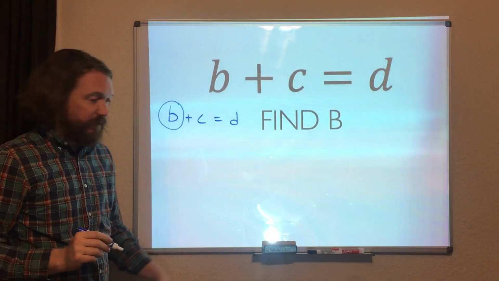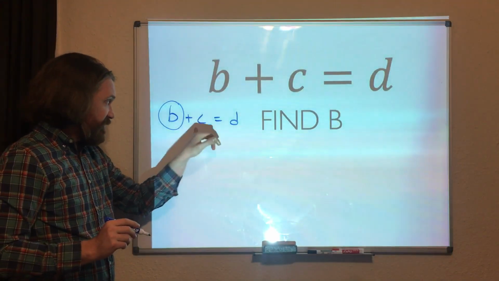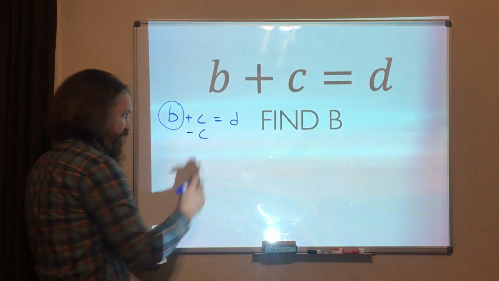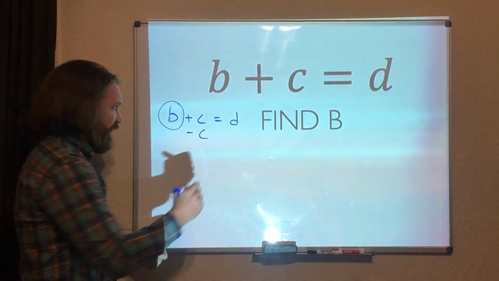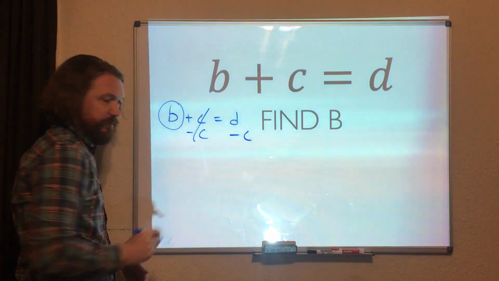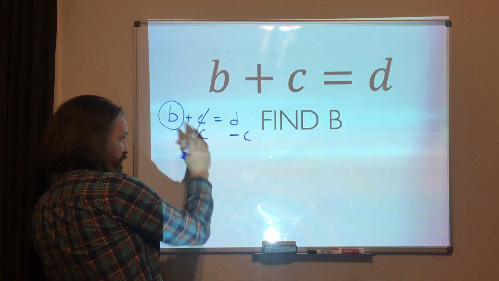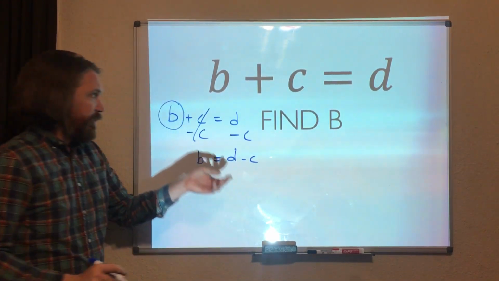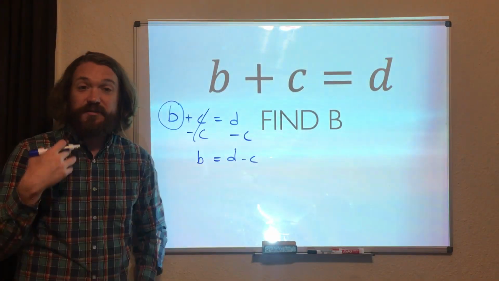We want B by itself, which means I have to move C. This is addition. So we do the opposite of addition, which is subtraction. And whatever I do to this side of the equation, I got to do to this side of the equation. Subtract C. C minus C is 0. And this gives me B, only thing left here, equals D minus C. Okay? So if B plus C equals D, B equals D minus C, which is a mouthful.